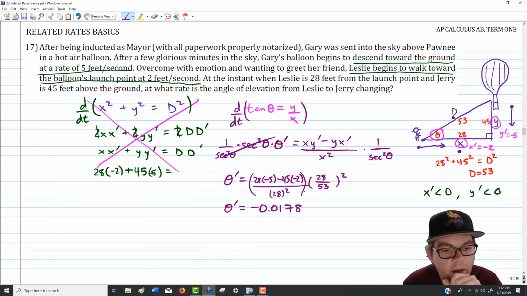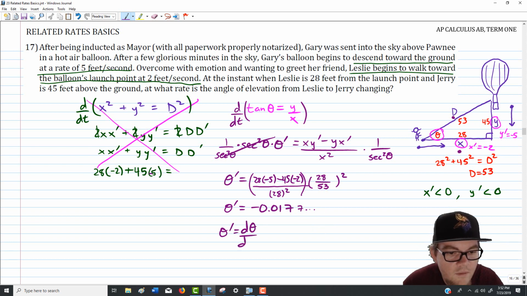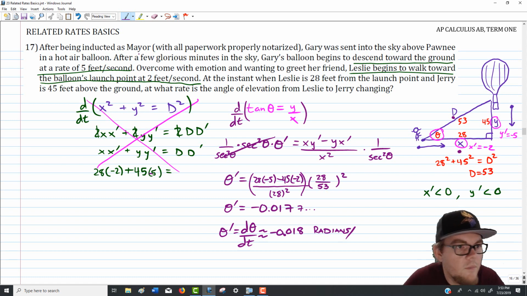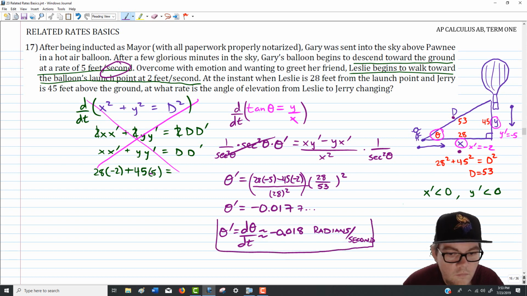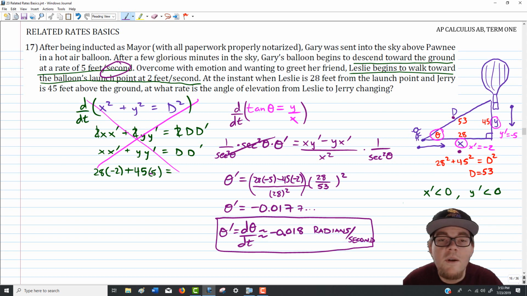And of course, we don't need quite that many decimal places, so we could be a little bit shorter. Technically, I think it's this. If we go with an equal sign, we could instead say theta prime, or d theta dt, is approximately equal to -0.018. And as far as units, we're talking about an angle of elevation, so angles are measured in radians. And as far as time units, we were talking about feet per second a bunch of times, so it should be radians per second. There is our answer to question 17.